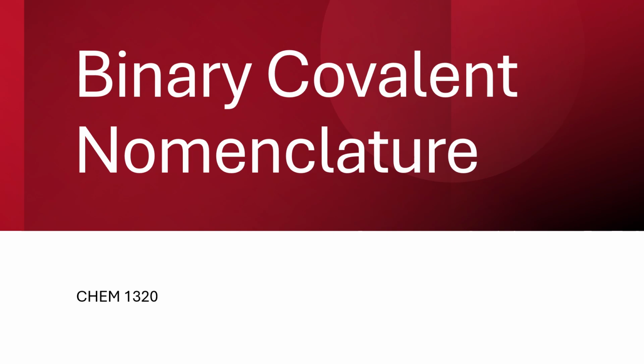Hi, Bobcats. In this video, we're going to take a look at how you name and write formulas for binary covalent compounds. So nomenclature just means all of those rules for writing names and writing formulas. Binary refers to two elements, right? So that prefix bi means two, and in this application, it means two elements. And covalent means a bond that's formed between a nonmetal plus a nonmetal.